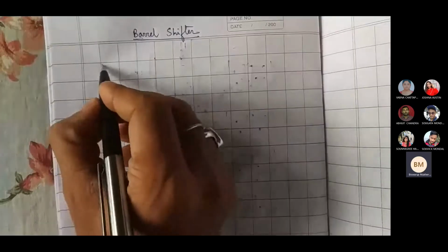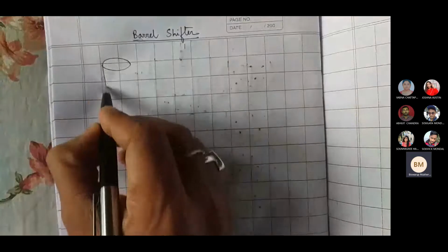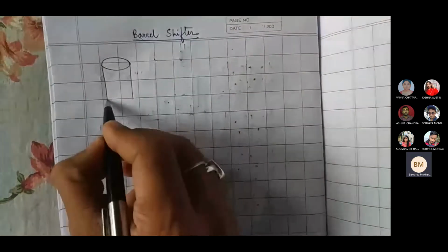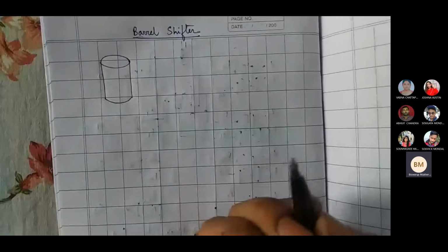What's the sequence or what the way? A barrel looks like this, right? A cylinder kind of thing. It's a barrel, right? Wine barrel, right?